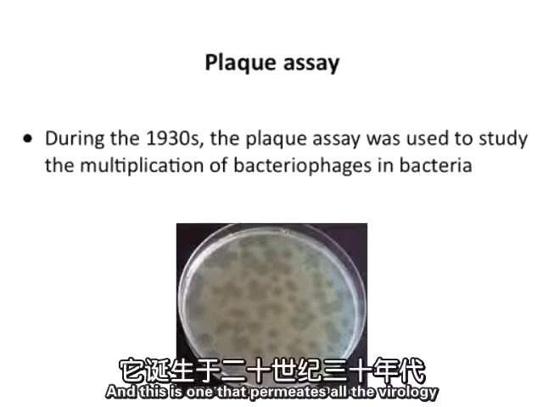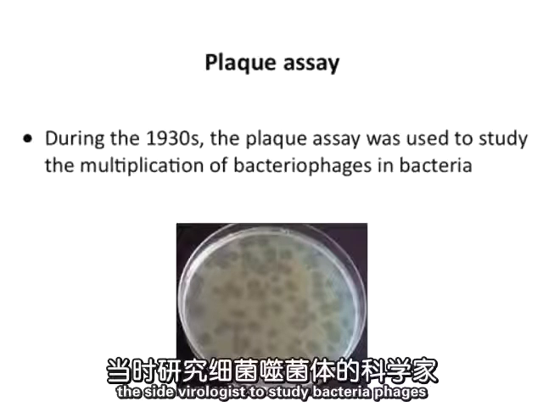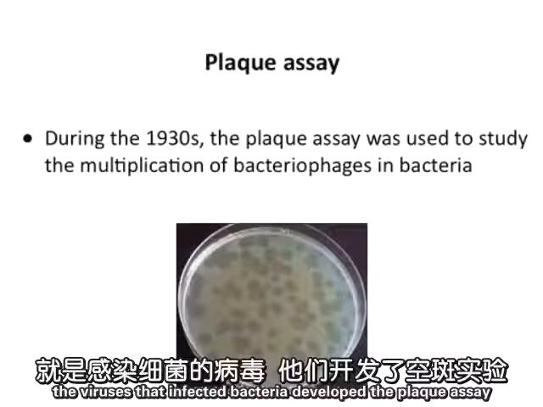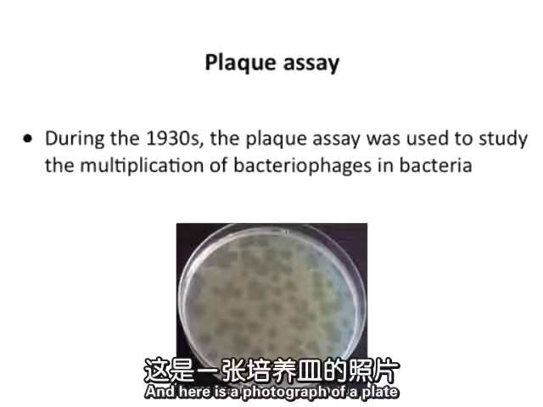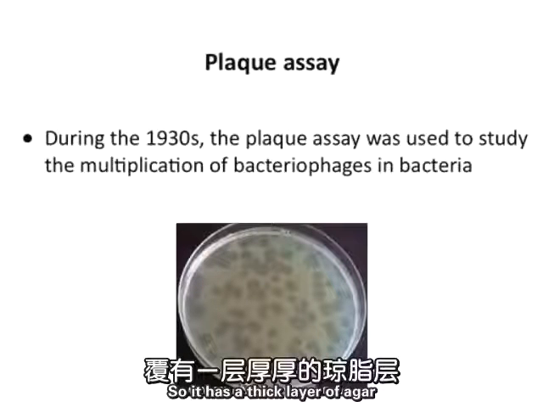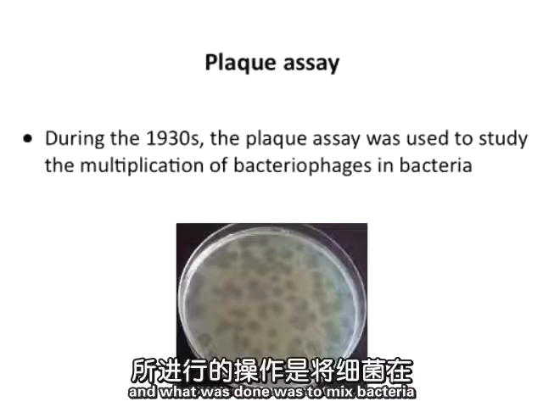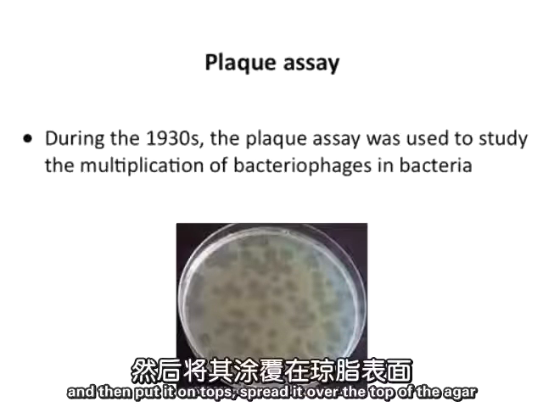And this is one that permeates all of virology, which began in the 1930s. The virologists who studied bacteriophages, the viruses that infect bacteria, developed the plaque assay to study the multiplication of phages in their host. And here's a photograph of a plate. This is an agar plate, which is used to grow bacteria. So it has a thick layer of agar. And what was done here was to mix bacteria, a liquid culture, with a phage preparation, and then spread it over the top of the agar.